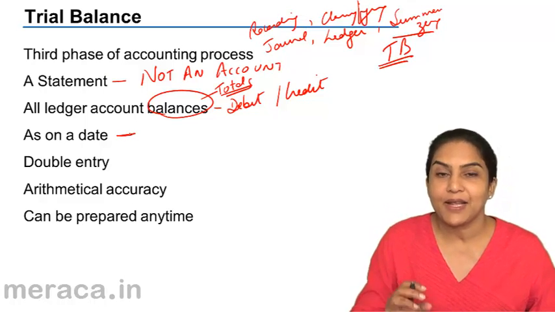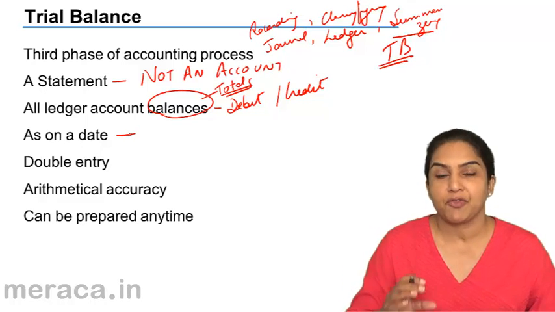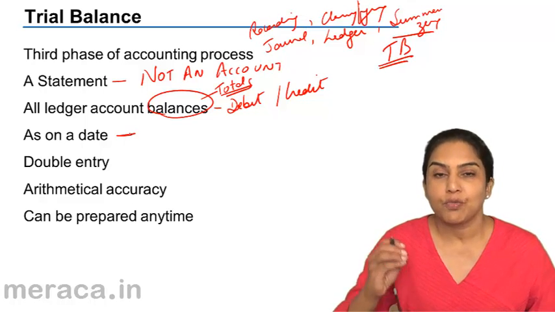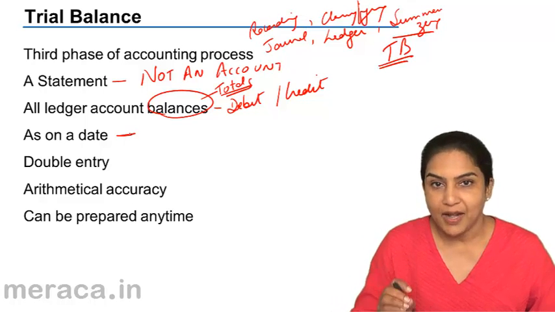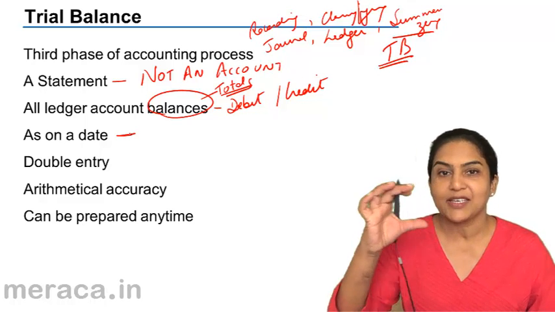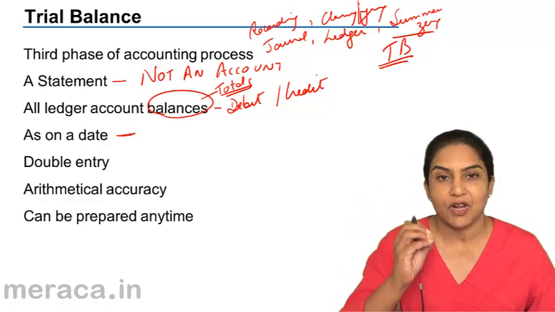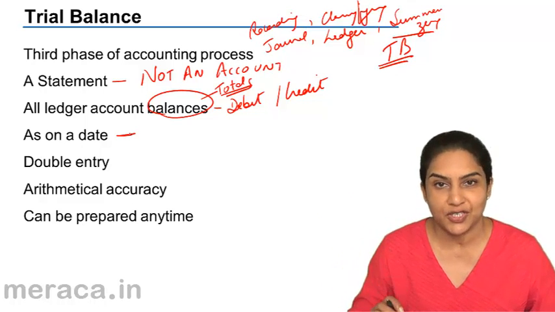Remember that a trial balance is relevant on a particular date. The cash balance today, if it is 50,000, tomorrow with one transaction of cash, the balance can change. So a trial balance is always prepared as on a particular date. When we write a heading for a trial balance, we say trial balance as on 31st March or trial balance as on 31st December, etc.